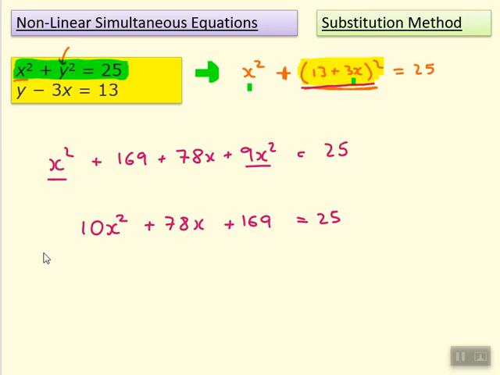Now remember quadratic equations. You might remember this from earlier on, but what do quadratic equations have to equal? We have the start of a quadratic equation. They have to equal 0. That's the most important thing. So we need to make sure we get 0 on one of the sides of the equation.